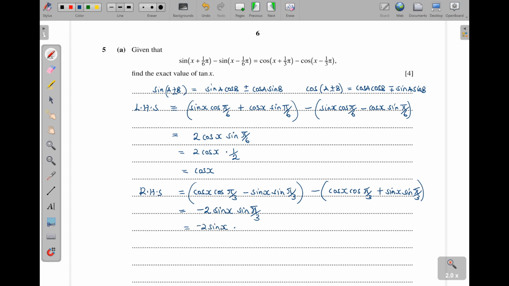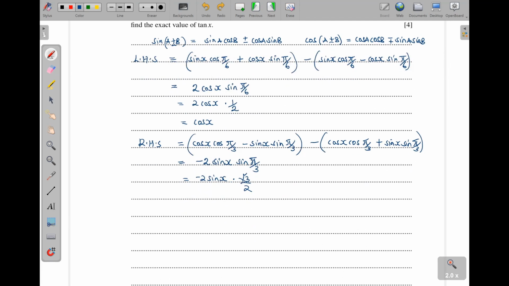Then we multiply by root 3 over 2, because sine of pi over 3 is root 3 over 2. And these 2 can cancel. That means what we are remaining with here is going to be negative root of 3 sine of x. Now, this simply implies that on the left we have a cosine of x, and then on the right we have a negative root of 3 sine of x.